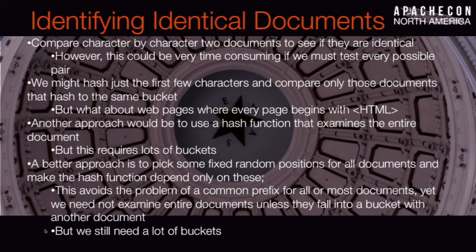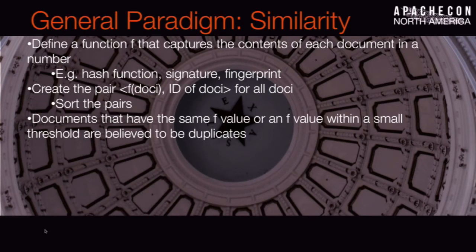So one way is just to compare them character by character, right? That sucks. It's too hard. It takes a long time. We might hash just the first few characters or at some interval of buckets, every offset and things like that to try and develop a fingerprint. That's not great. A better approach is to do some sort of fixed random positions on the document. This is all text-oriented, though, right? This is a way to take text and to featurize it.